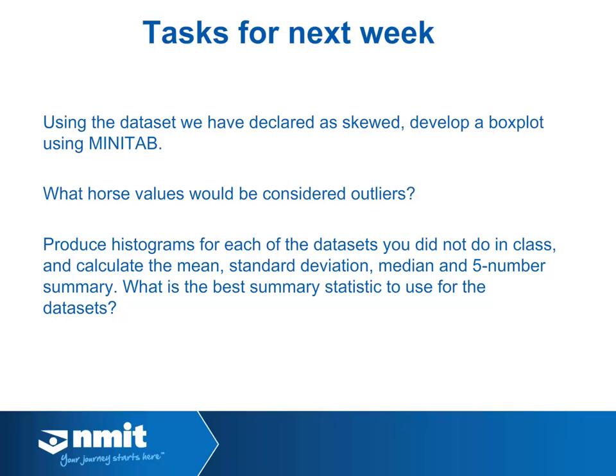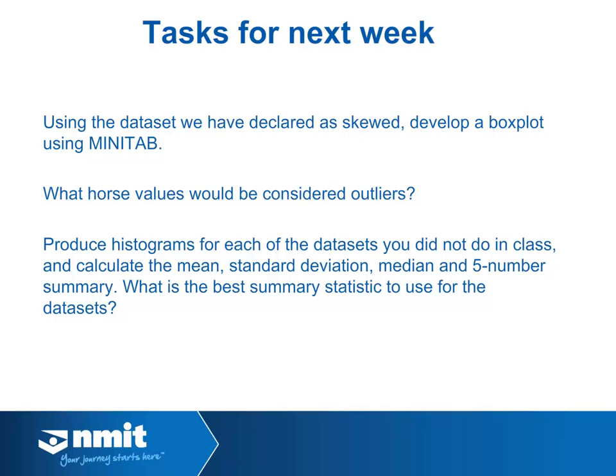So what I want you to do following this topic is go to those data sets that we talked about right at the start of the topic and develop a box plot using Minitab or Excel, and work out whether or not they're skewed. There's a video demonstration on how to use Minitab to develop a box plot for those. Work out if any of the horse values would be considered outliers. So go to the bloodstock data set and work out if there are any outliers based on the interquartile range.